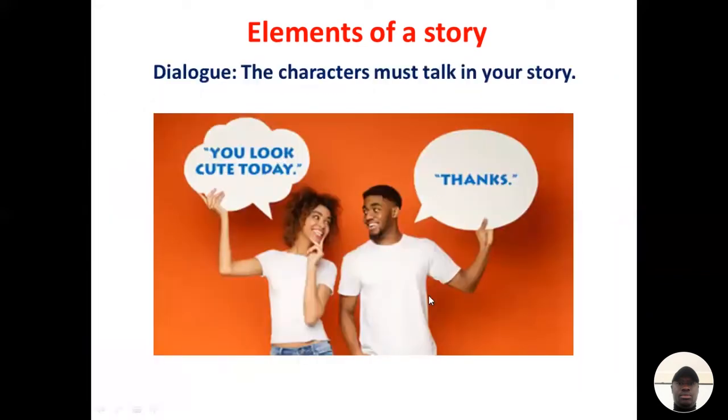Whoever is reading your story will feel your characters come to life. But if you just keep on saying, the rabbit remembered, the rabbit ran away, you must make the characters talk. Please remember that.